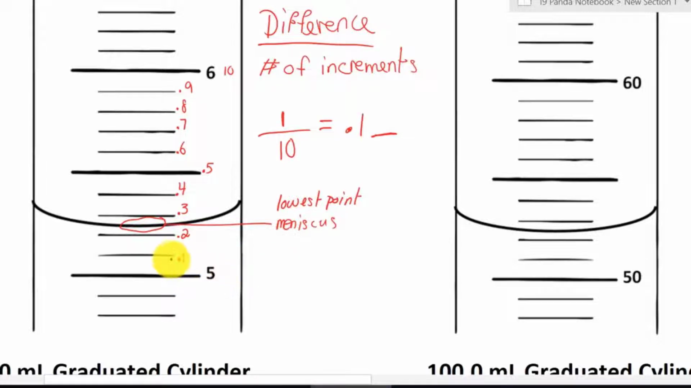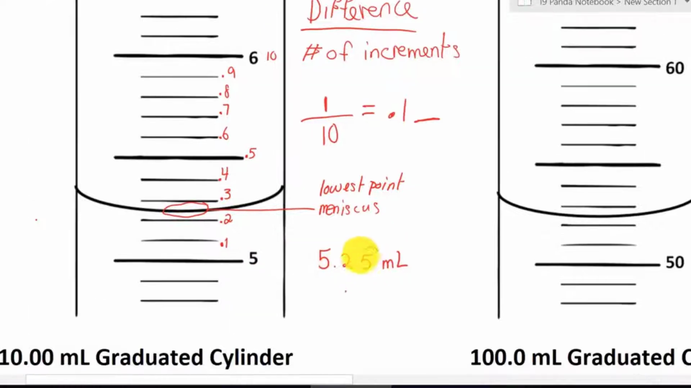For sure we know it's going to be 5, 0.1, 0.2, but we know that the meniscus did not pass 0.3. It's between 0.2 and 0.3, 5.25. So for sure we know it's going to be 5.2, but the last number, the 5, we didn't know for sure, so we estimated.